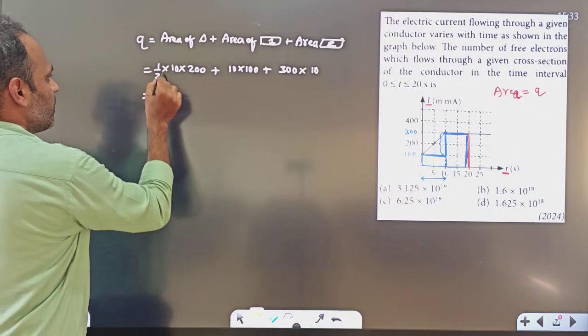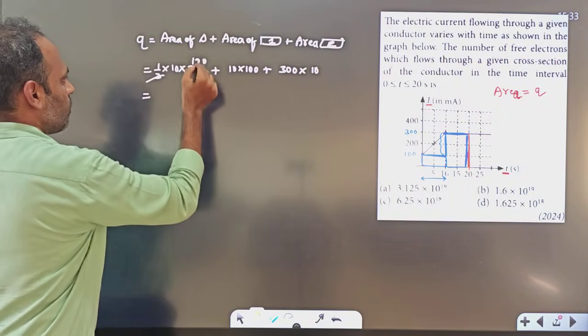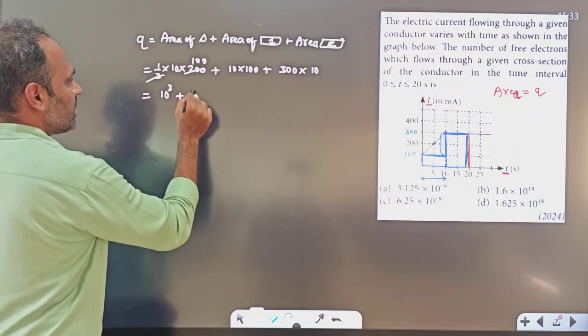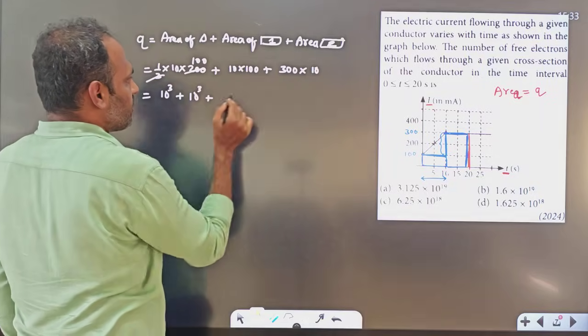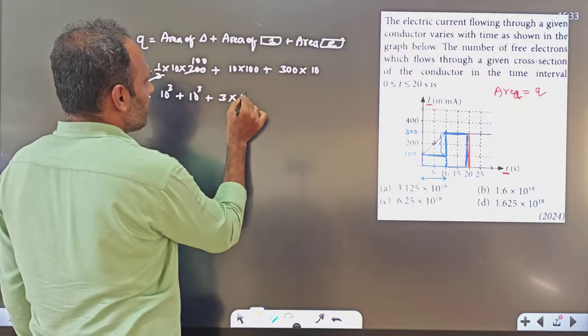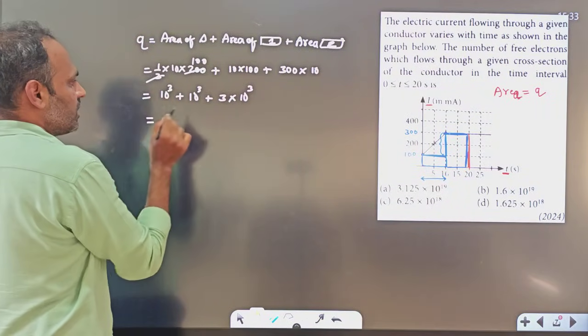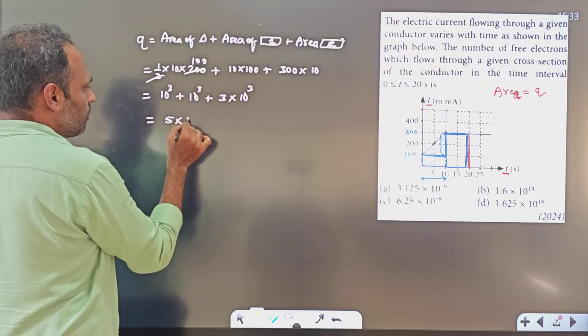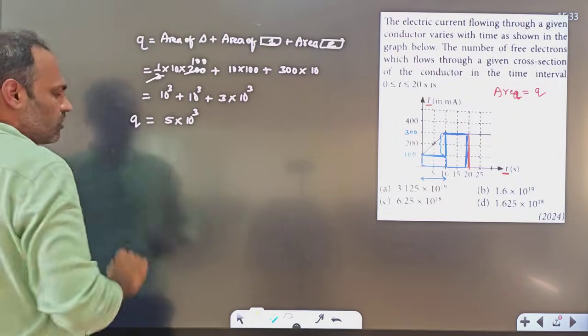Let us simplify. Half into 2 ones are 200. 100 into 10 is 10 raised to 3. 100 into 10 is 10 raised to 3. 300 into 10, I can write as 3 into 10 raised to 3. So what I will get? I will get 3, 4, 5. If I take 10 raised to 3 common, it will be 5 into 10 raised to 3. So this much charge I got.